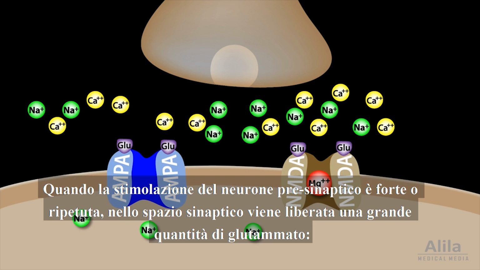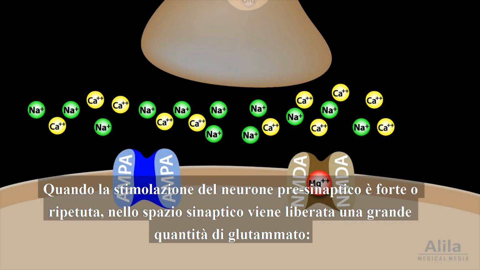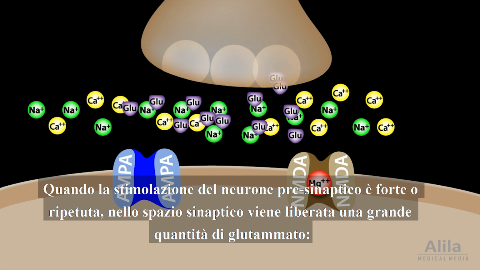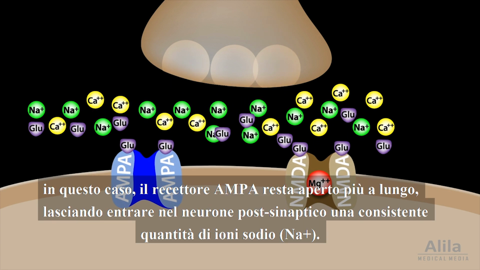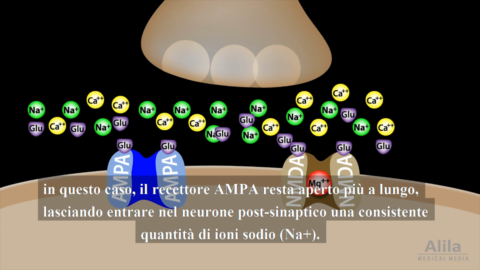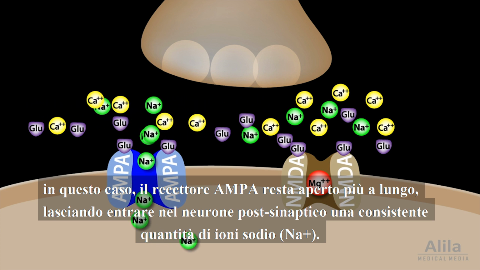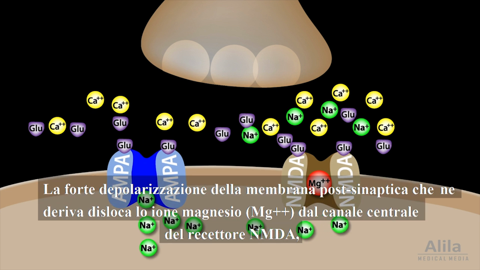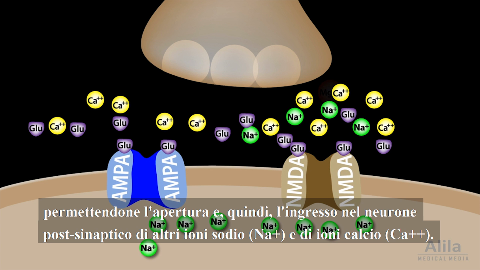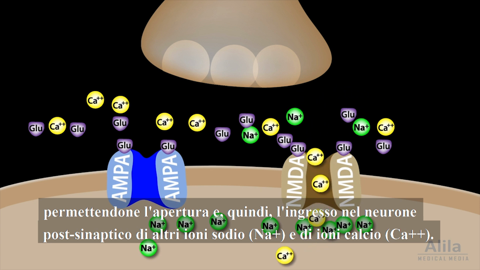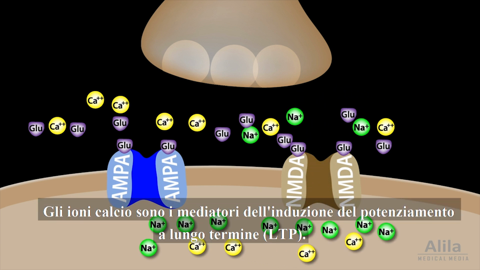When the presynaptic neuron is stimulated by a strong or repeating signal, a large amount of glutamate is released. The AMPA receptor stays open for a longer time, admitting more sodium into the cell, thus resulting in a greater depolarization. Increased influx of positive ions expels magnesium from the NMDA channel, which now activates, allowing not only sodium but also calcium into the cell. Calcium is the mediator of LTP induction.